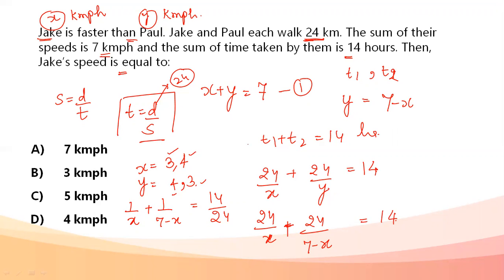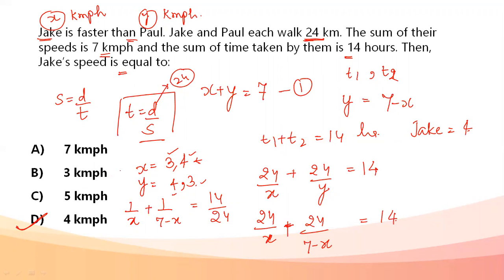Now, it is told in the question, first line, Jake is faster than Paul. So Jake is faster than Paul. That means obviously the speed of Jake is the greater of the two values 3 and 4. So the answer for Jake's speed comes out to be 4 kilometers per hour, which is option D.